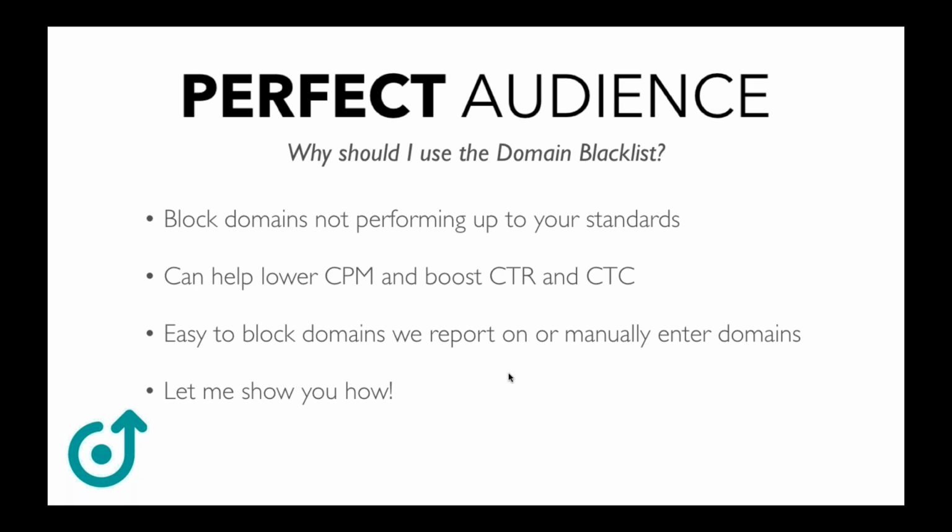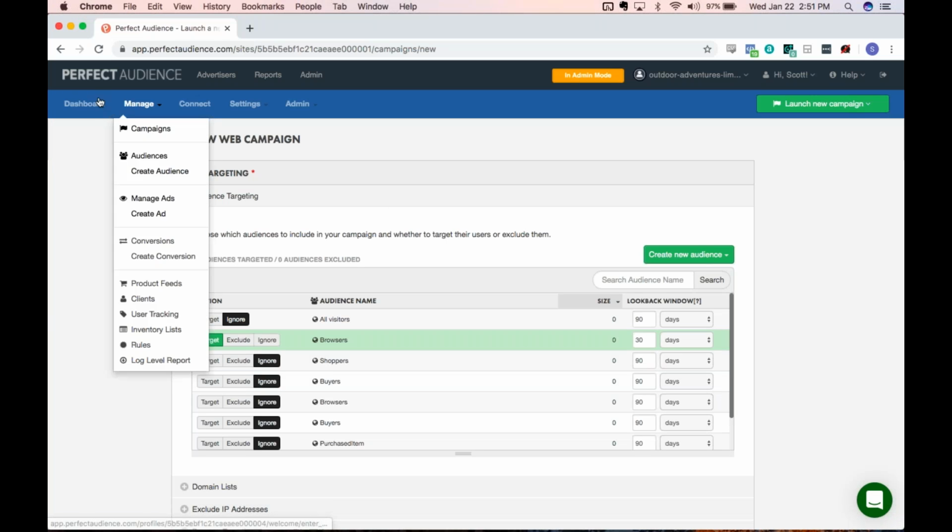If you block certain domains that aren't performing for you in your campaign, it can help lower your CPN and boost your click-through rate and click-through conversions. It's very simple to do. We have a couple of ways to block domains, so I'm going to walk you through that process here.